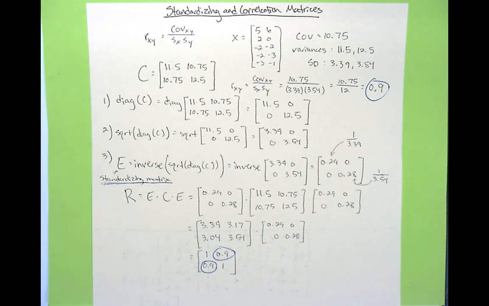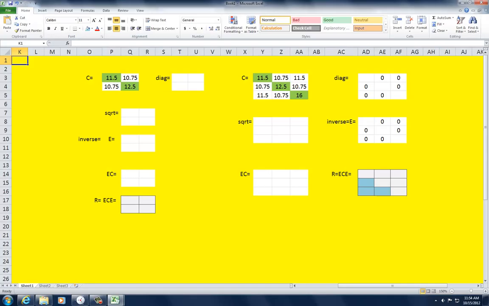and then our correlation coefficient on the off diagonals. So for two variables, we get one correlation coefficient. In this case, 0.9. Now let's go over to Excel, and I will show you how to do this.